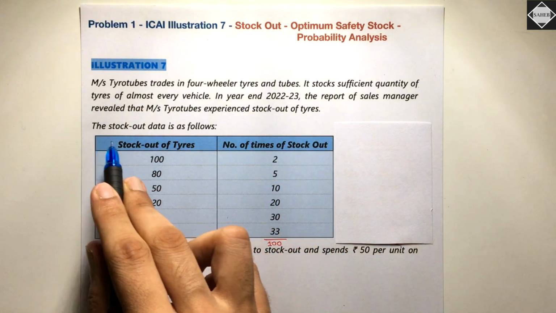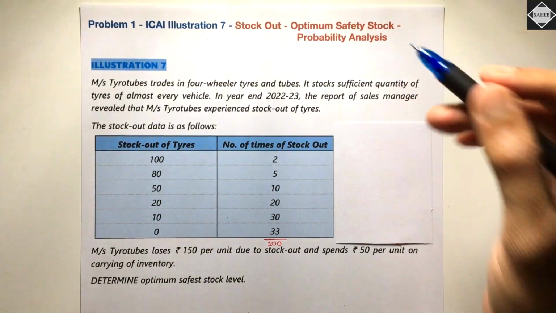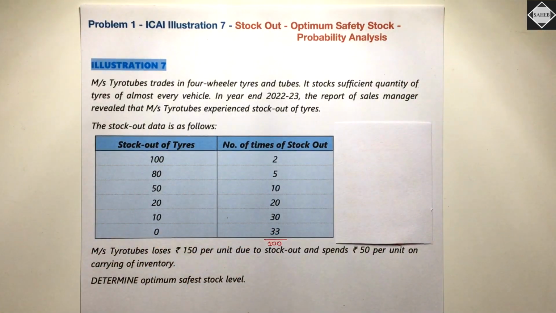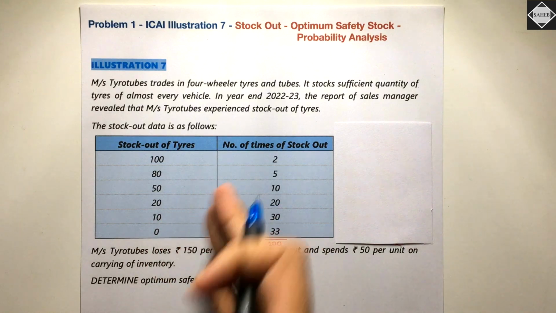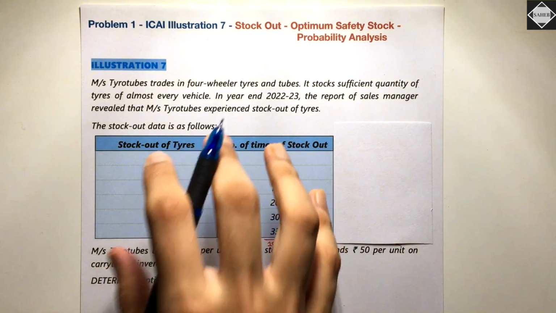And then here we have been given the stock out data. See here, the stock out data is as follows. I told you we do probability analysis based on the past history of the stock out that has happened in the company. Based on that, we forecast the stock outs, right? Based on that, we calculate optimum safety stock, isn't it? Yes. So you have to understand this data first properly.